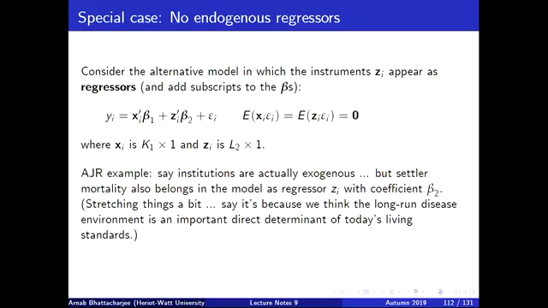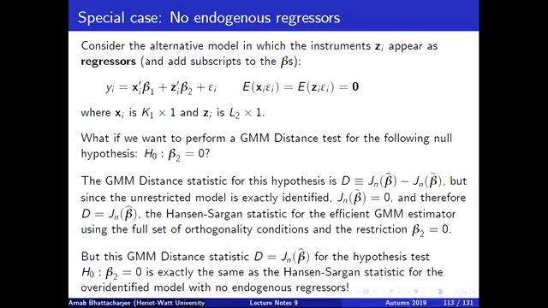Consider an alternate model where the instruments Zi appear as regressors. Okay, so maybe there are additional regressors here. Again, going back to the AJR case, institutions are exogenous, but settler mortality also in principle affects economic development now. Well, suppose that were the case. Now, here what I've done is that I've added some subscripts to the betas to emphasize that there are these X and Z, right? So think of this as institutions and think of this as settler mortality. Okay?